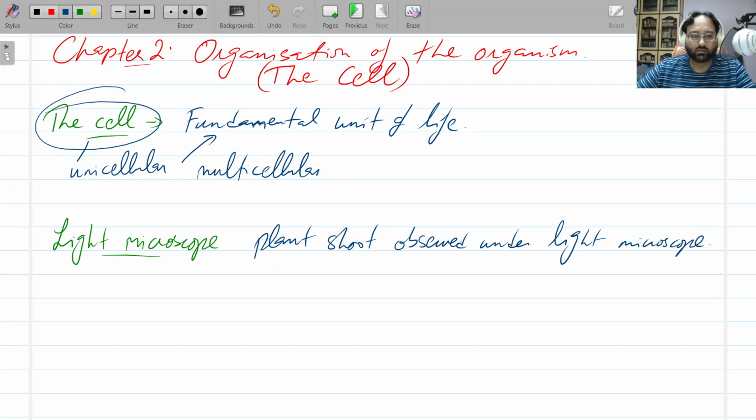What's a plant shoot? Plant shoot is basically the stem part that grows with the leaves. Okay, that looks nothing like leaves, but you get the point.